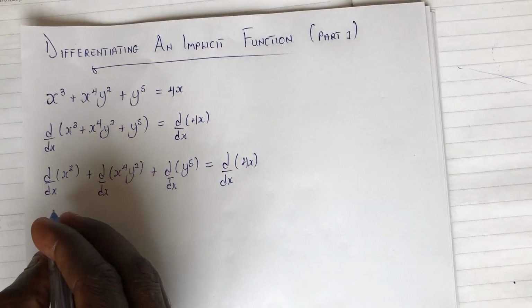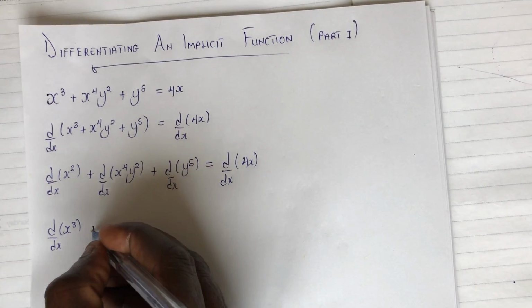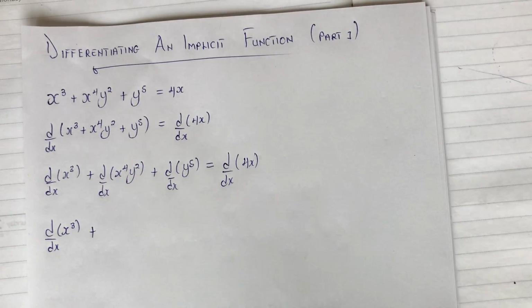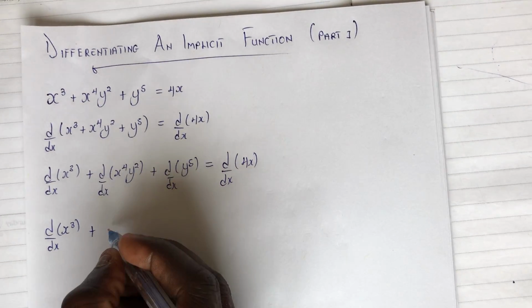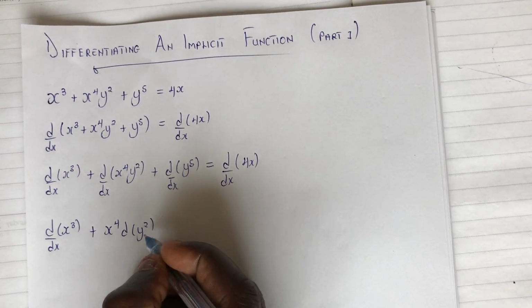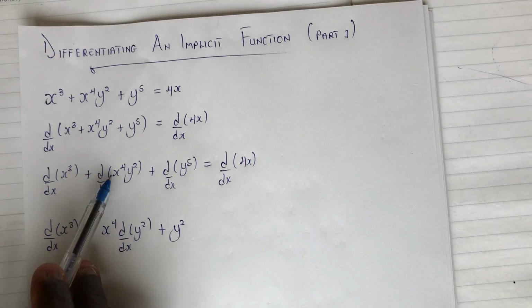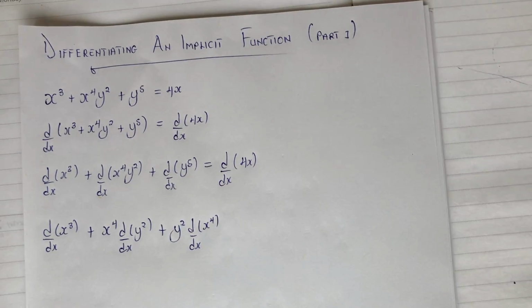So I'll repeat the remaining steps. d of x^3 dx plus, now for product rule, hold the first function. You can also hold the second function. Since multiplication is commutative, you decide on which one you want to hold first. I can use the first one, I can use the second one, I'll still get the same result. So I will hold the first function, x^4, differentiate the second function, d of y^2 dx, plus hold the next function, which is y^2, differentiate the first function, d of x^4 dx. So you get it.